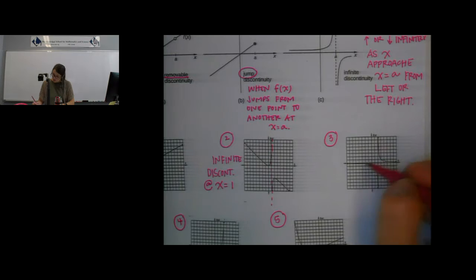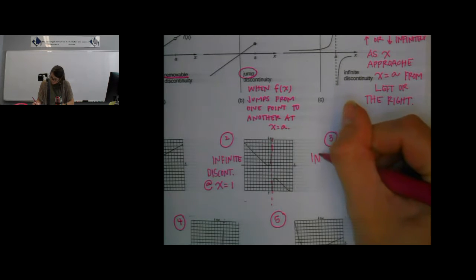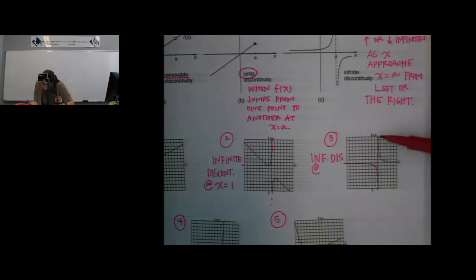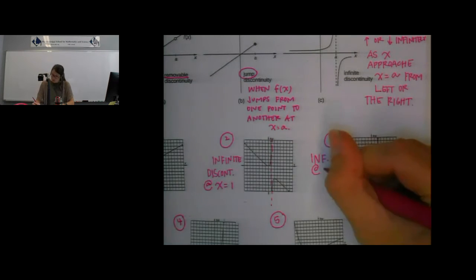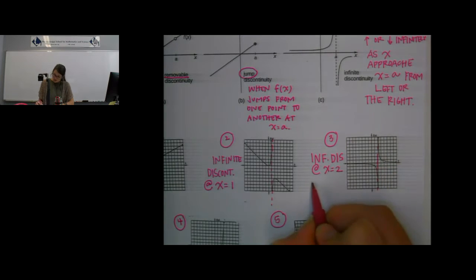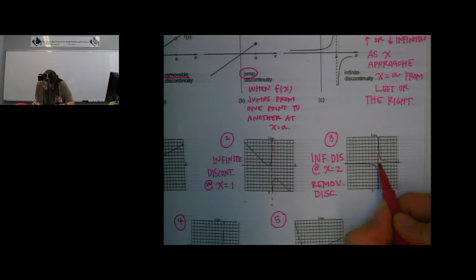All right. This one is also an infinite discontinuity at x equals 2. But also what happens here, I have a jump in the graph right there. So that is a removable. I'm sorry, I didn't have a jump, but I have a break in the graph. How about that? Removable discontinuity at x equals 4.